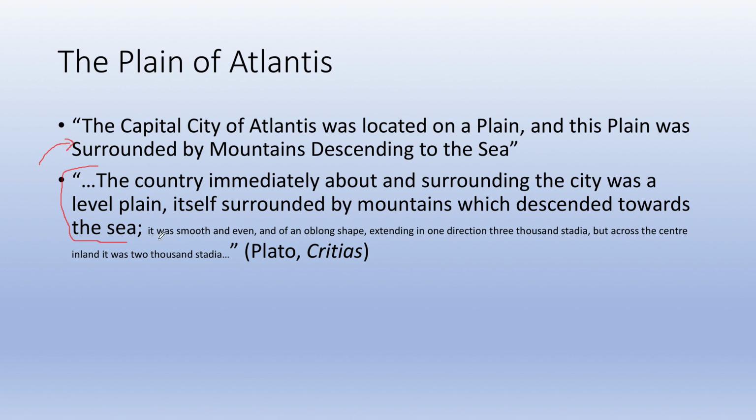This is describing the plain in more detail, but that's not as important as understanding that this plain was very, very large. It was around 300 miles in one direction and 200 miles in the other. And the conversion for stadia to miles is 8.8 stadia per mile. So divide by around 10, more or less, and you get the desired quantity in miles.